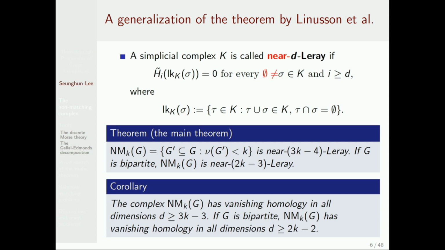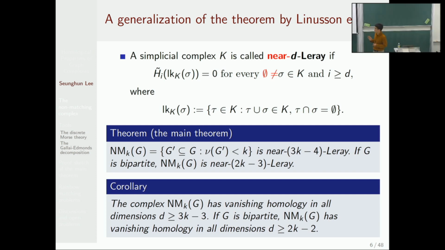So we can just consider link as a generalized notion of the neighborhood on a graph. And the main theorem states the following. This non-matching complex is near 3k minus 4 Leray. Note that even if we fix the vertex set V, this topological near-Leray property does not depend on the number of the vertices, but only depends on the matching number k.